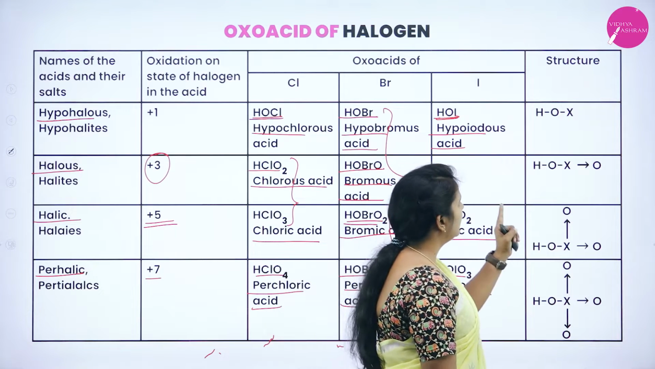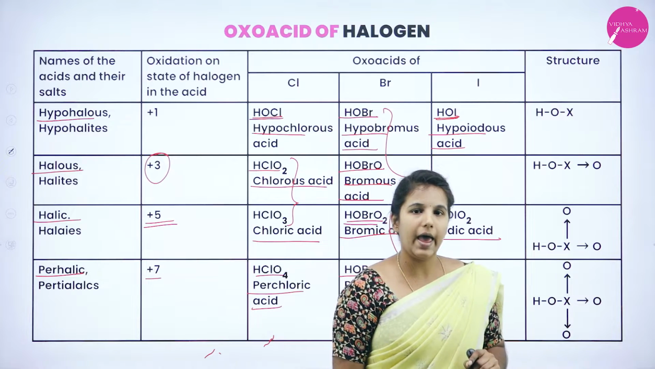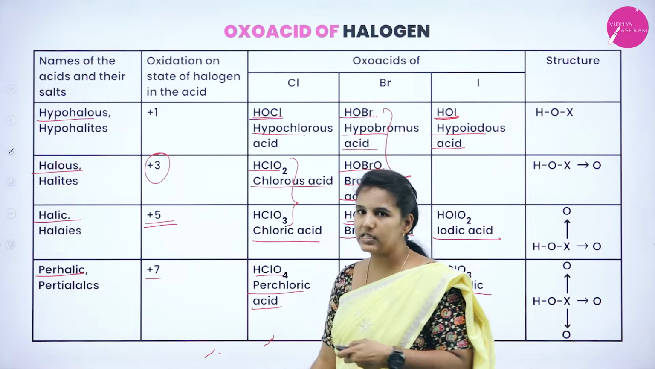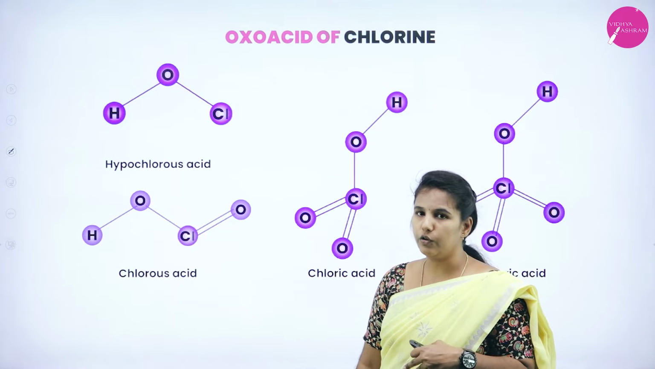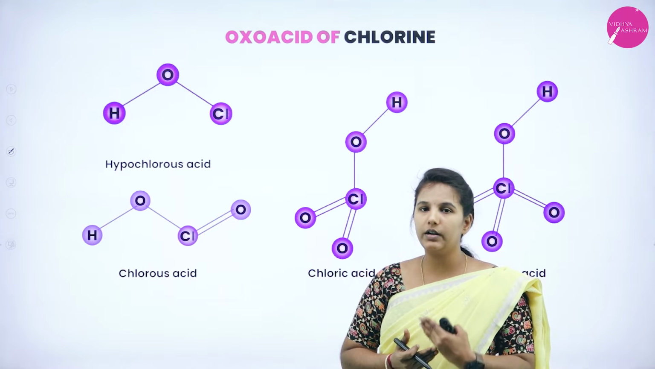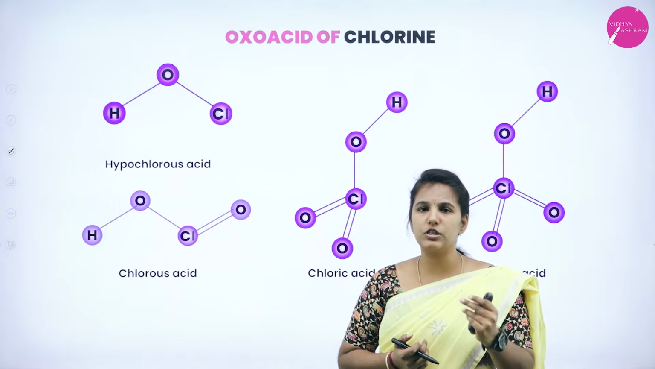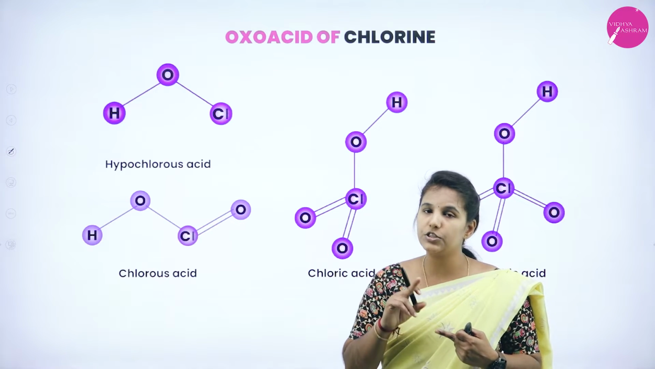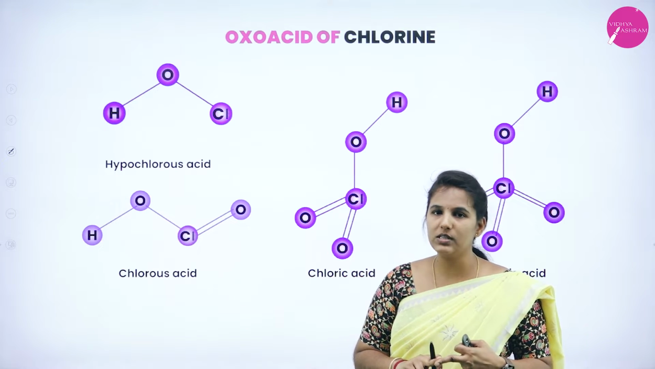This is the general representation of oxoacids of the halogens. First we will see only the oxoacids of chlorine. Already we have understood that chlorine shows four different types of oxoacids, similarly bromine, whereas iodine shows only three types. Fluorine, remember, shows only one type of oxoacid, and that is hypofluorous acid.